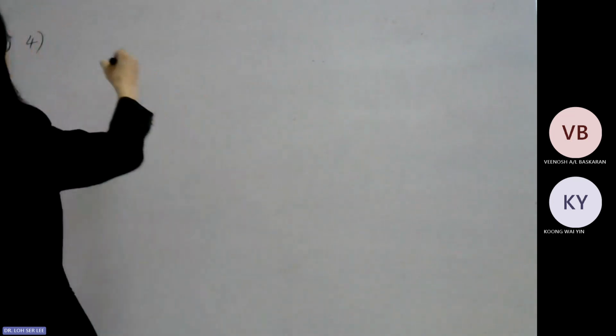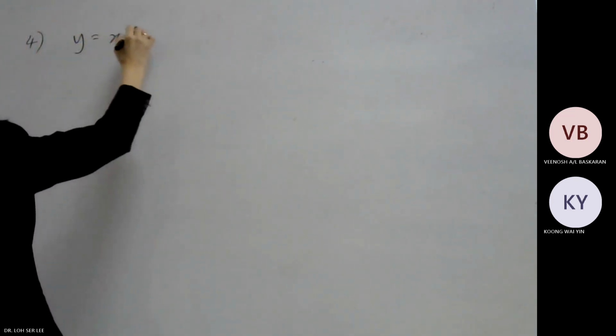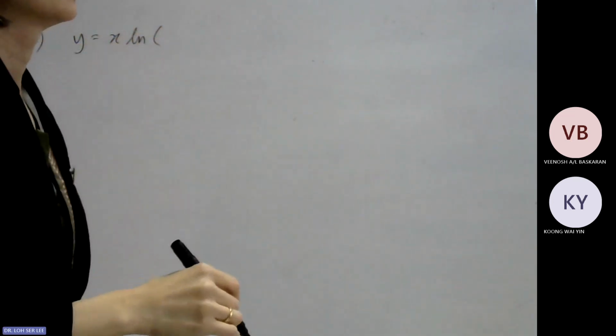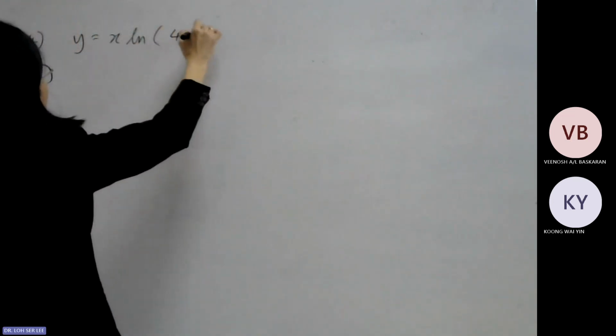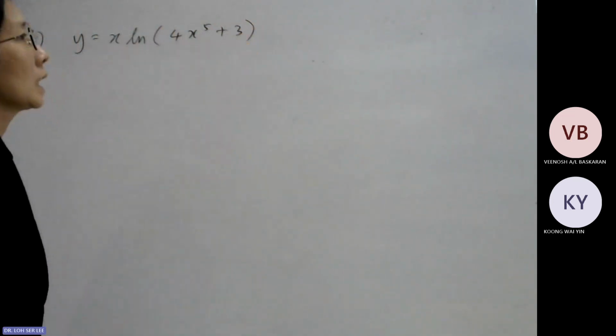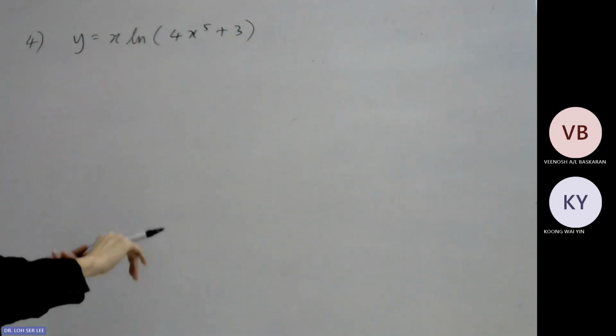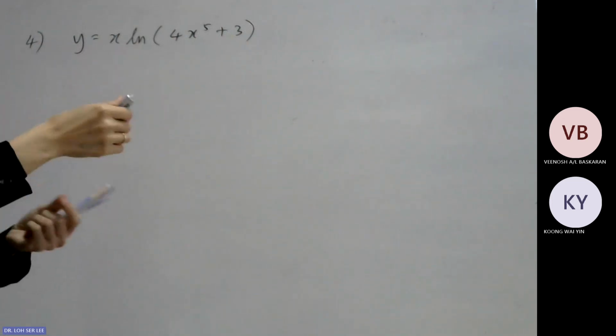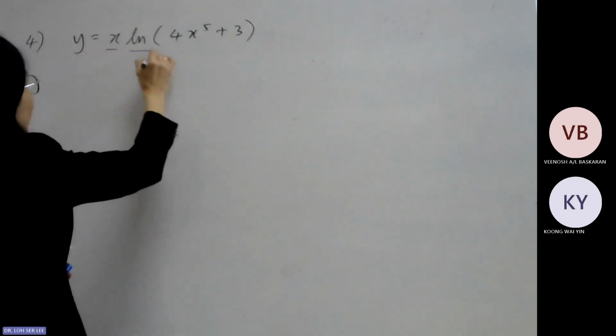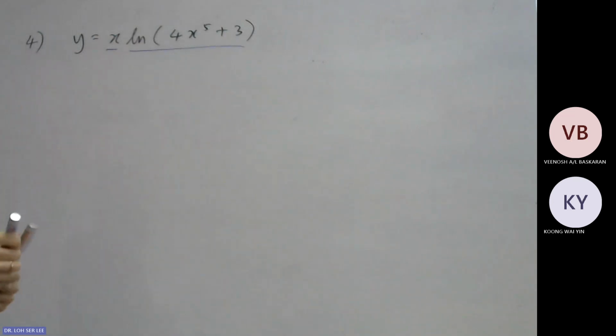Number 4. x log of 4x^5 plus 3. Okay. So this one we use product rule. Product rule UV. Okay, UV.